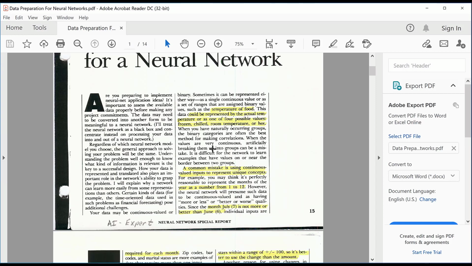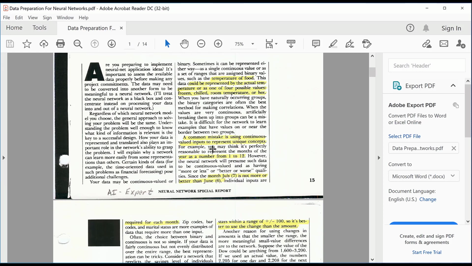Here's another thing it talks about. It says a common mistake is using continuous valued inputs to represent unique concepts. So maybe you're trying to predict when people will buy oranges. And for a grocery store, do you put in the month of the year, like January? Do people buy a lot of oranges in January, or do they buy more in June? You might be tempted to just put in 1, 2, 3, 4, 5, 6, 7, 8, 9, 10, 11, 12 for the month.